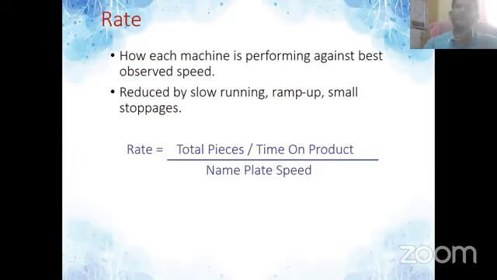So rate means how much the machine is performing against the best or nameplate speed. Rate is equal to total pieces divided by time on product, divided by the nameplate speed. This will give us the rate. This is the formula for calculating the rate.